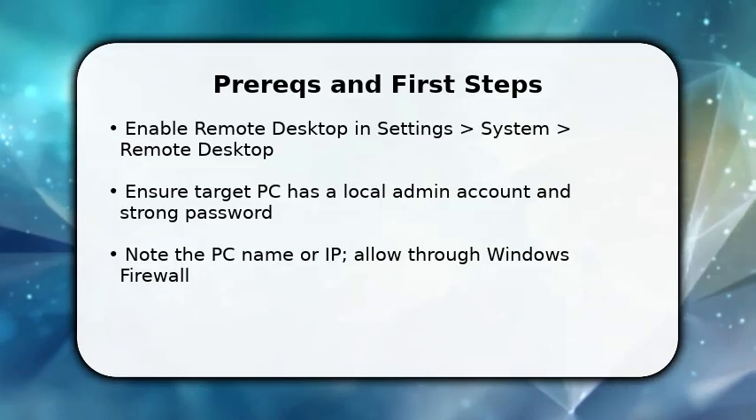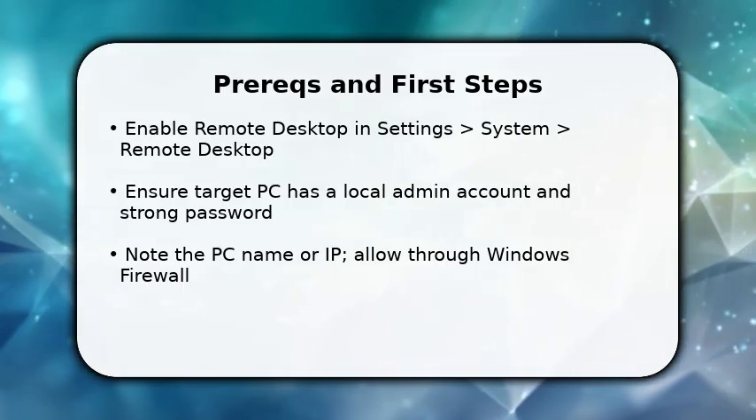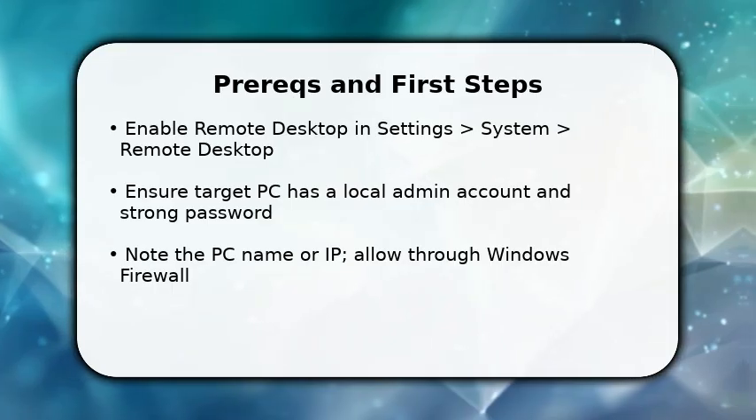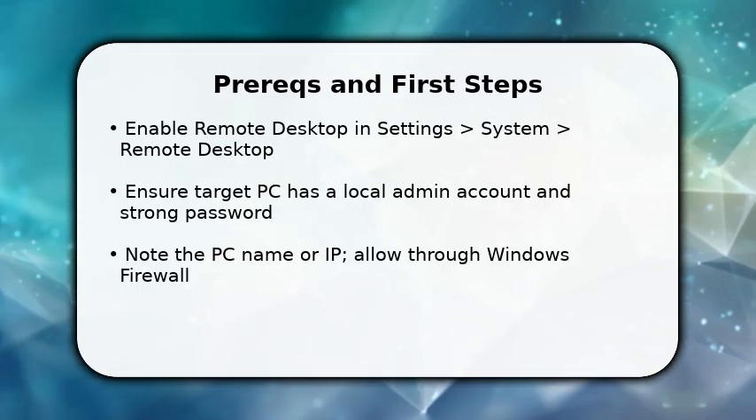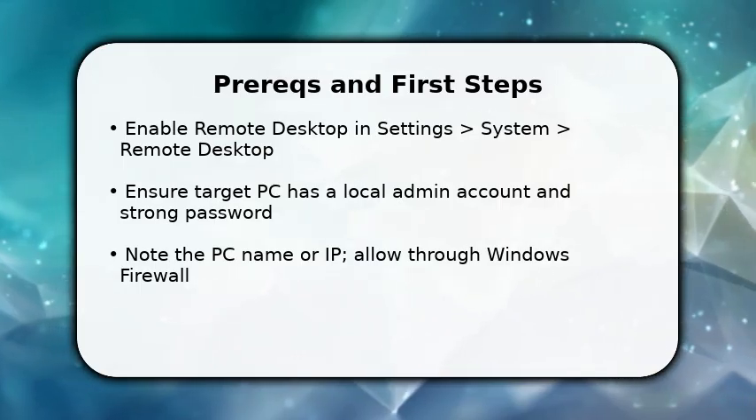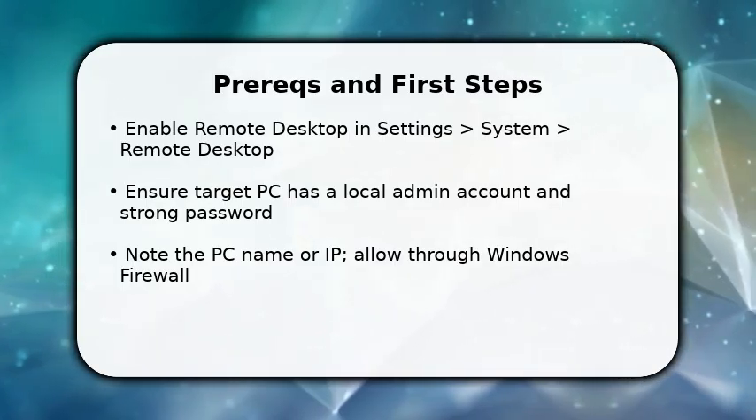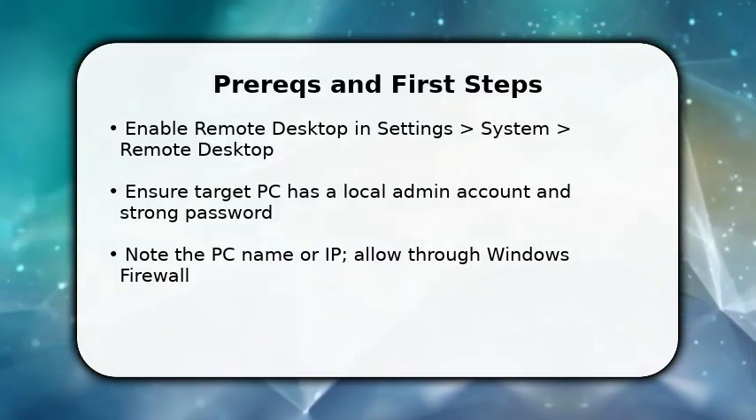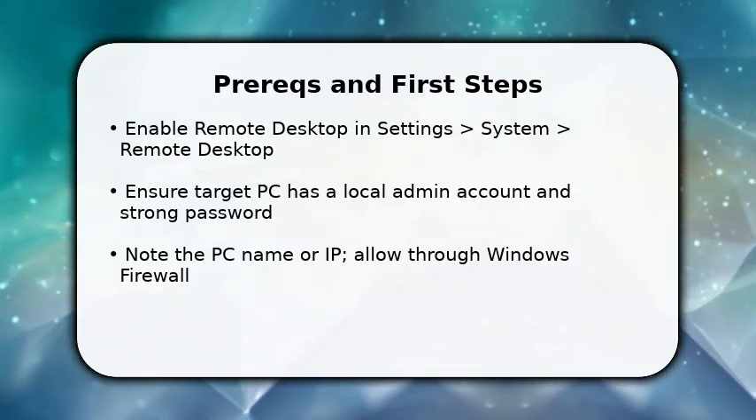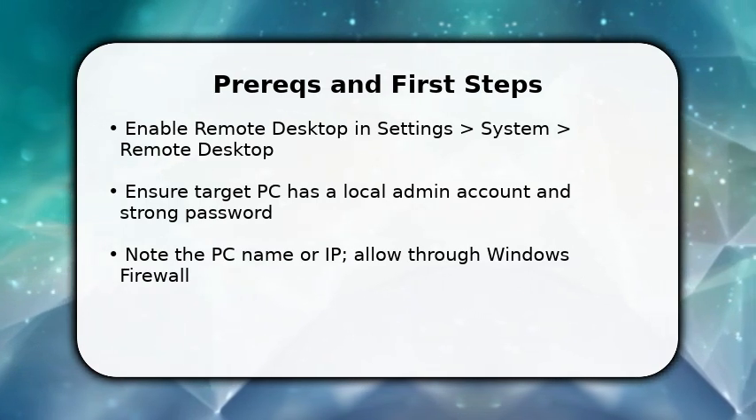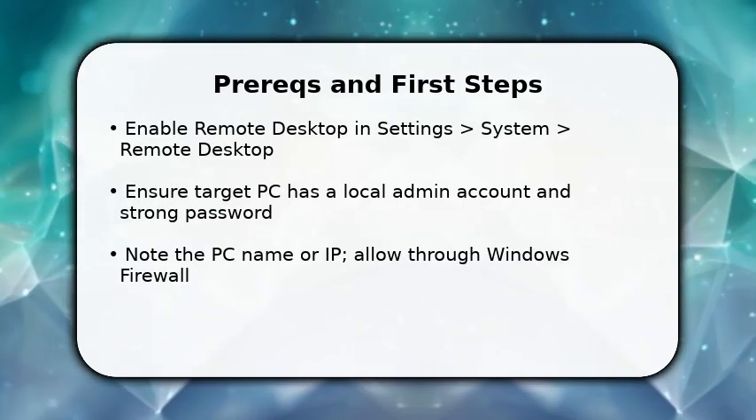You start by confirming prerequisites. Remote desktop enabled, and the target PC has an administrator account with a strong password. Once done, record the PC name or IPv4 address so you can connect later. Make sure Windows Firewall allows remote desktop, TCP 3389, or add a rule. Without this, you'll be blocked. Also verify both devices are on networks that permit RDP or that a VPN is available. These initial steps clear common access barriers and get you ready for connection.